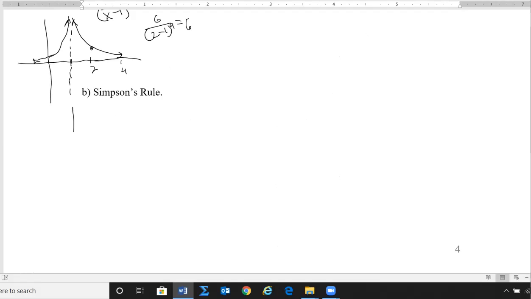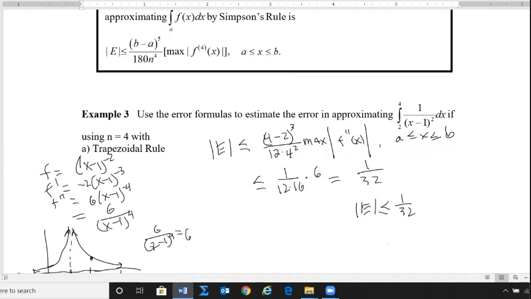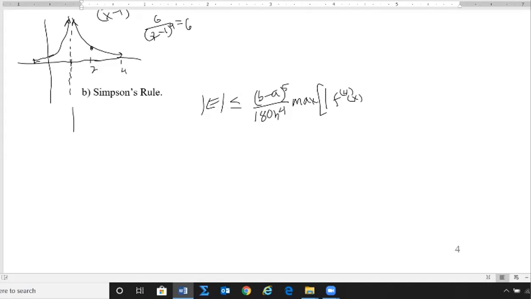So our error is b minus a to the 5th power, over 180 n to the 4th, times the maximum of the 4th derivative. Okay, so let's throw in our numbers.